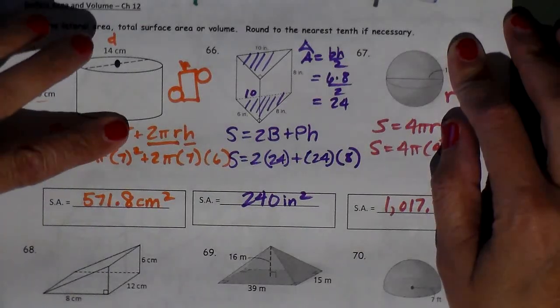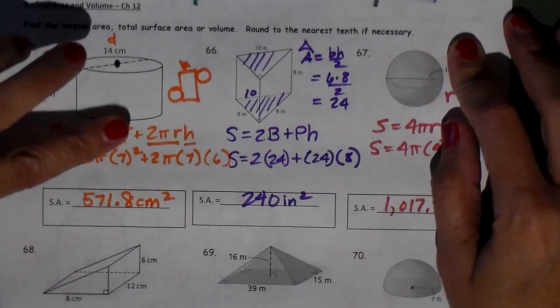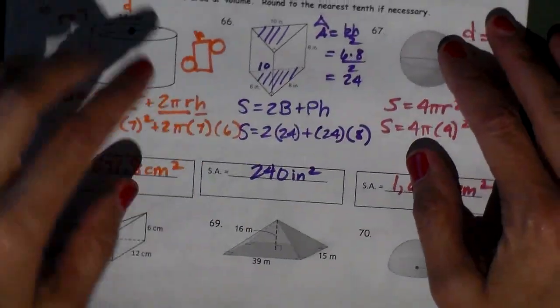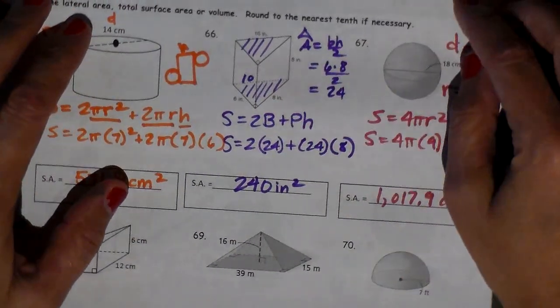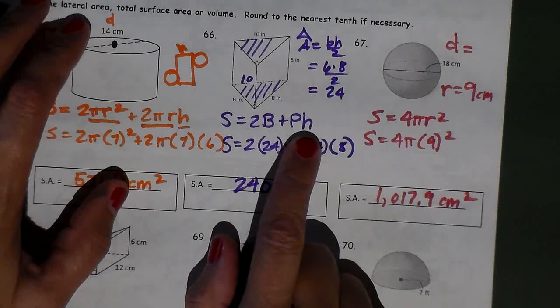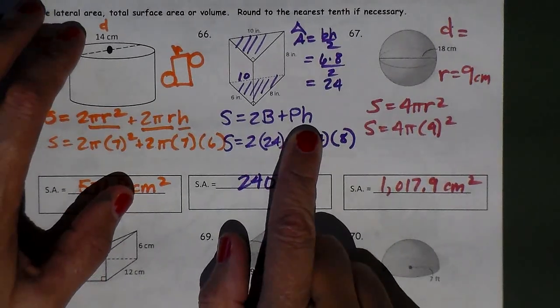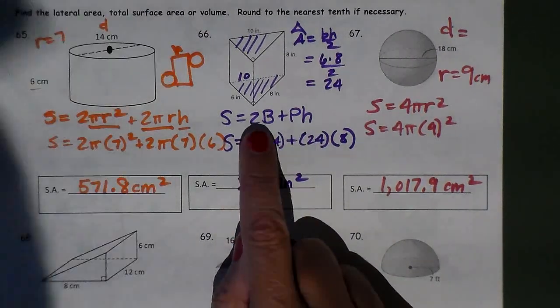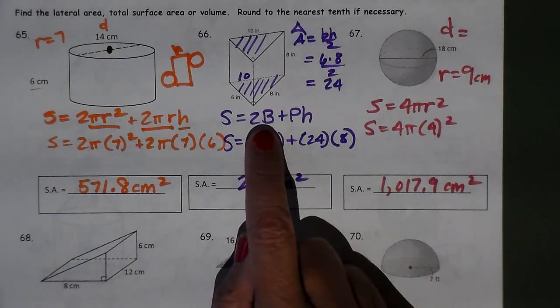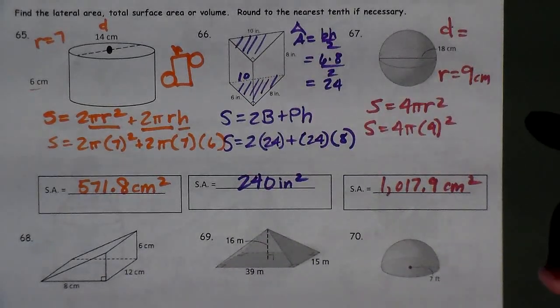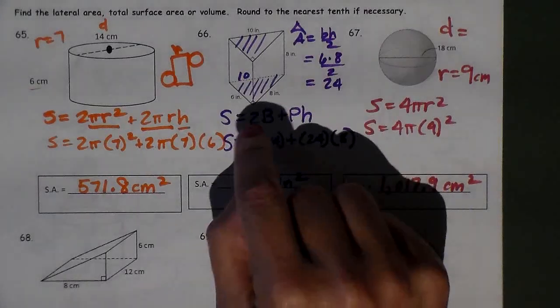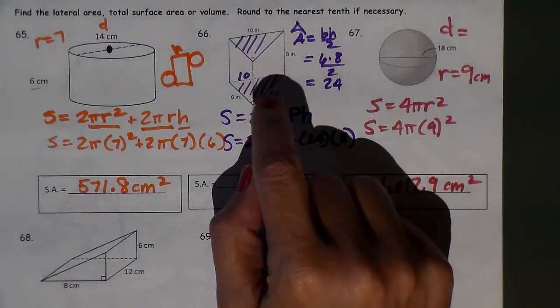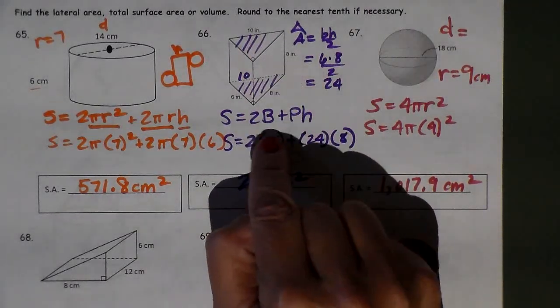Okay? This is a triangular prism. The formula for a prism is 2B plus Ph. I'm pretty funny. 2B is the two bases. Remember, a prism has two opposite congruent parallel bases. So you find the area of one base and you double it, and that's what you have here.